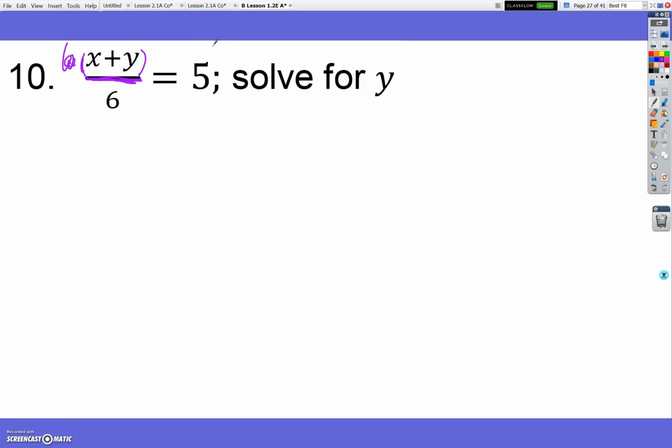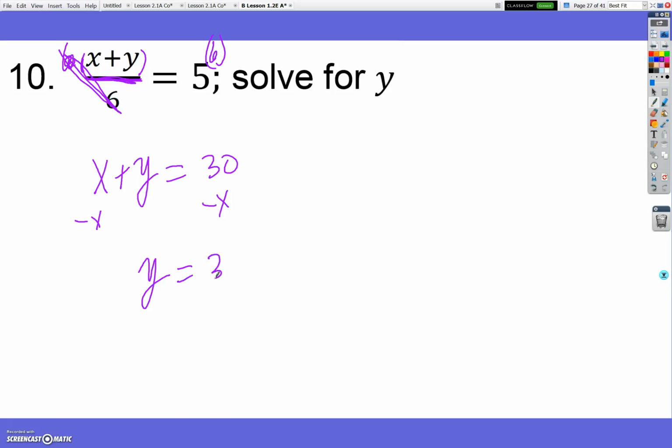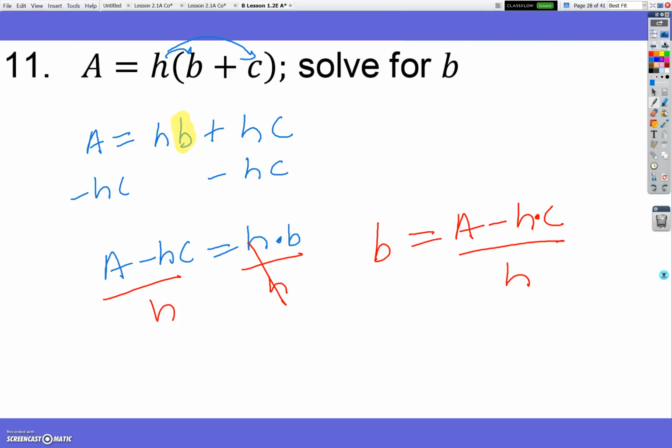Alright, so I would multiply both sides by 6. These would cancel, and I would be left with x plus y is equal to 30. Now to solve for y, this is a positive x, and all I do is minus x on both sides to have y equals 30 minus x. There's nothing more for me to do, so we can move on to the next one.